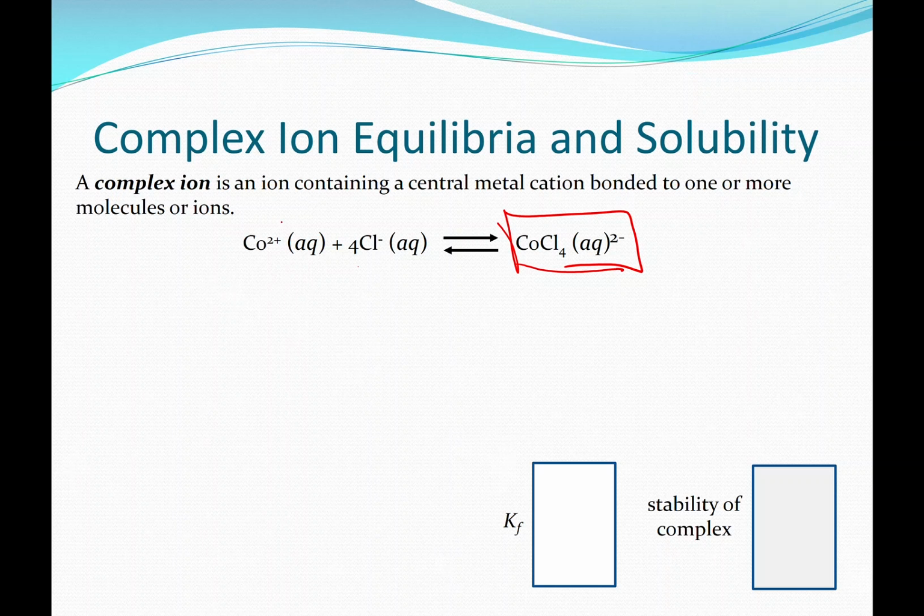Notice it's still ionic, right? We have a 2 plus ion from the cobalt. Each of those chlorides brings a -1, and so our total on this complex ion is actually a -2 charge. And so it's still ionic, it's still floating around in solution. A couple of things to note.